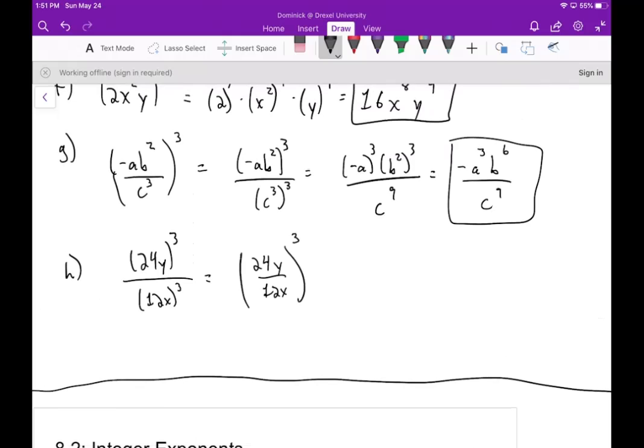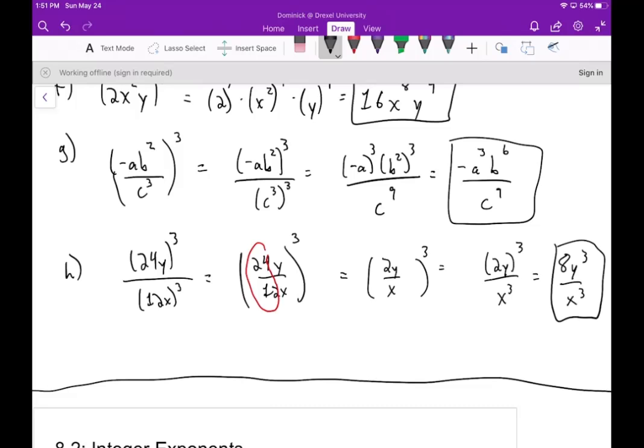And now when I do that, I can simplify this 24 over 12. If I do that, that's going to give me a 2 over 1, or just a 2y in the top and an x in the bottom. And now this is much easier to do because now we have 2y to the third up top and x to the third in the bottom. So we get an 8y to the third over x to the third. All right, so that one we had to be a little bit more careful with.